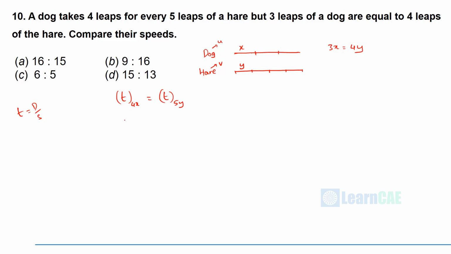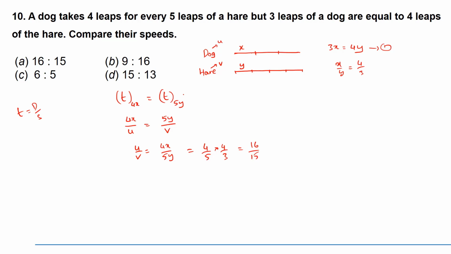Here for the dog the distance is 4x and the speed is u. Similarly for the hare the distance is 5y and the speed is v. We can rearrange this. u by v is equal to 4x by 5y. Here from the first equation we can see x by y is equal to 4 by 3. We shall substitute this value here. This will be equal to 4 by 5 into 4 by 3. So u by v will be equal to 16 by 15. The ratio is 16:15. Answer is A.